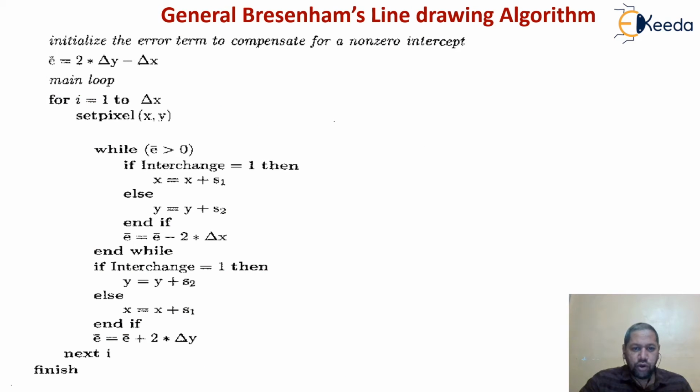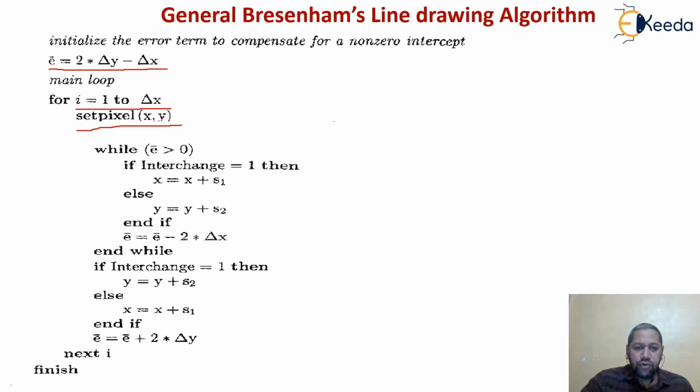Now this is what the algorithm aims at. After knowing the interchange, we initialize the error term for non-zero intercept. We calculate the error term: E bar is equal to 2 dy minus dx. In the main loop, I am always using the for loop where i is equal to 1 to delta x. Delta x is always greater; if delta x is not greater, we have interchanged it already. Set the first pixel, set pixel x comma y.